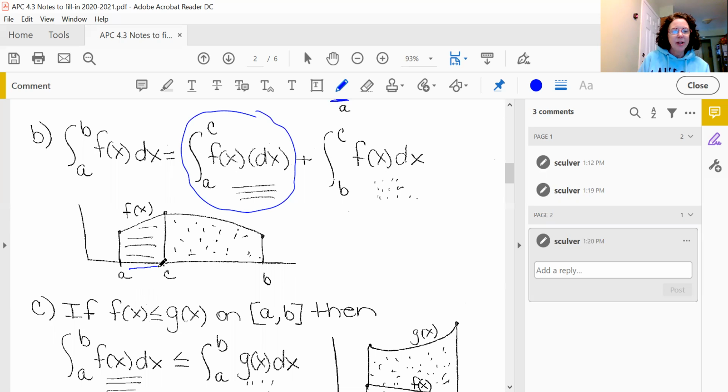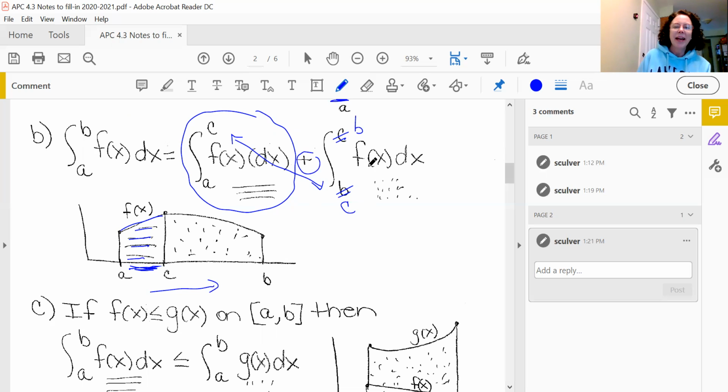Here's the base, a to c. And it's the area between this function and the x-axis. So here's this area here. Now if I add to it the area from c to b, oh, I made a mistake in my notes. As you go left to right, the lower limit is obviously c and the upper limit is b. I have to see the connection here. It goes from upper to lower, and that allows me to go from a to b.